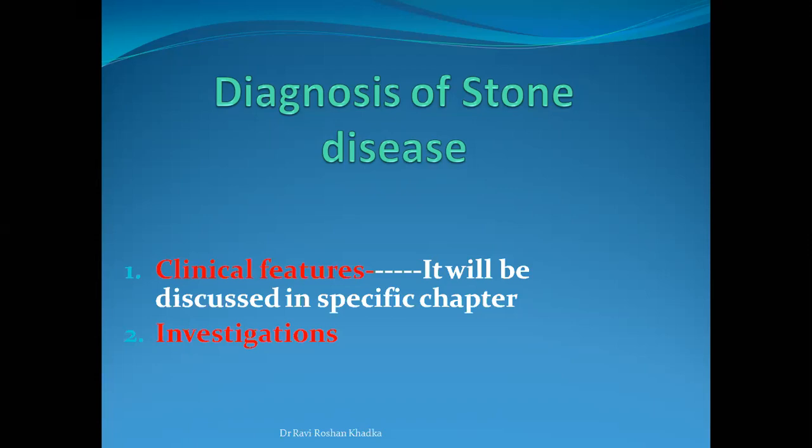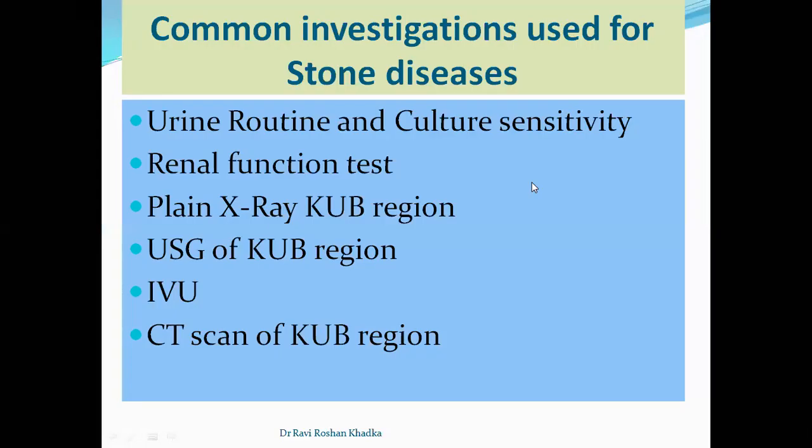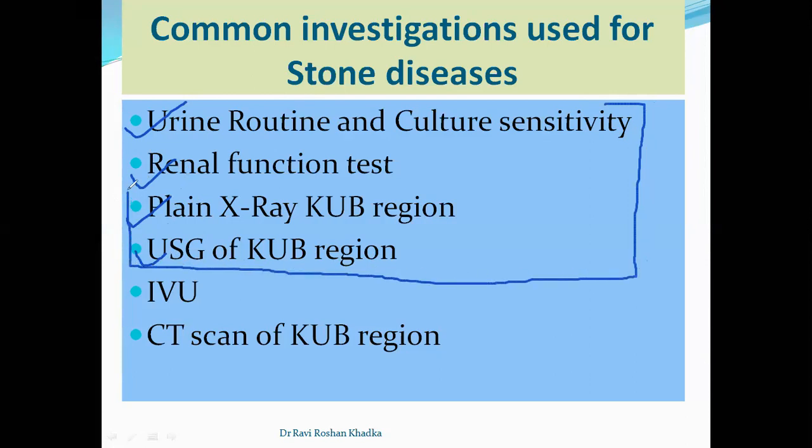Whenever we suspect a patient has stone disease, we follow a similar pattern of investigation. Okay, let's see what are those. Most commonly, part of the investigation we do are urine routine and culture, renal function. These are commonly done for each and every patient. Plain X-ray KUB, and ultrasonogram. If you follow a very basic way of investigation, then these four are the very common investigations that we do at the beginning.